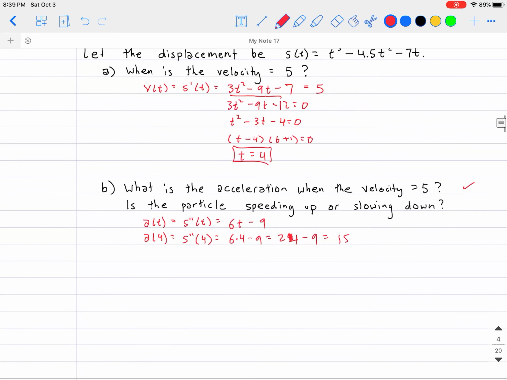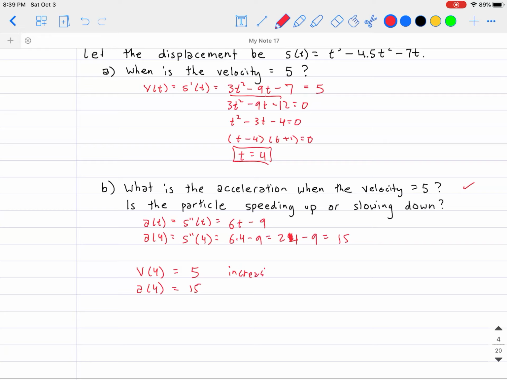The tough part is, I want to know, is the particle speeding up or slowing down? Well, let's take those two and translate it. I saw for v of 4, when the time is equal to 4, the velocity is supposed to be equal to 5 from what's given. And then in addition to that, the acceleration at time equal to 4 is equal to 15, according to what I just found in part B.